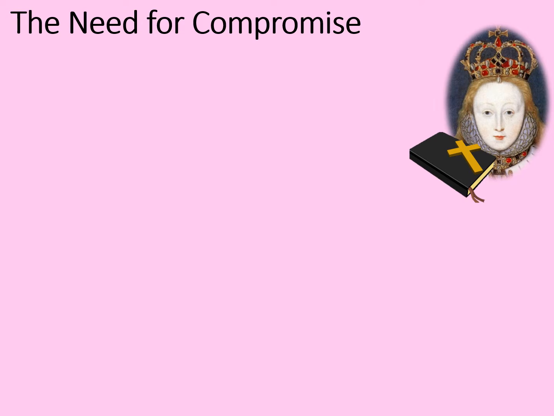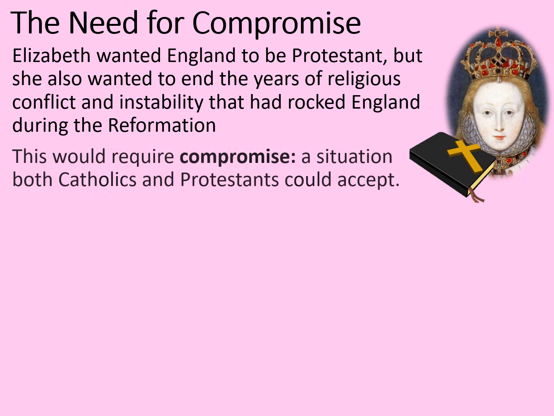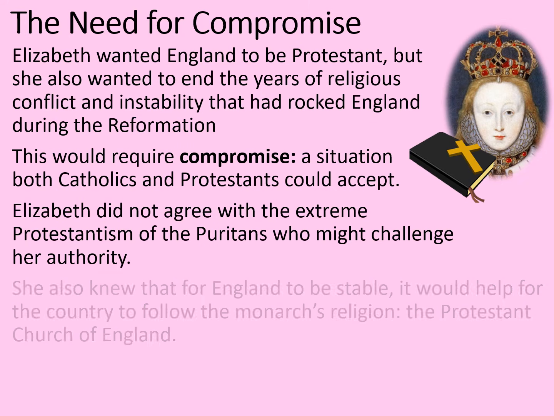The need for compromise. Elizabeth wanted England to be Protestant, but she also wanted to end the years of religious conflict and instability that had rocked England during the Reformation. This would require compromise, a situation that both Catholics and Protestants could accept, even if they weren't that enthusiastic about all the changes. Elizabeth did not agree with the extreme Protestantism of the Puritans, who might challenge her authority.